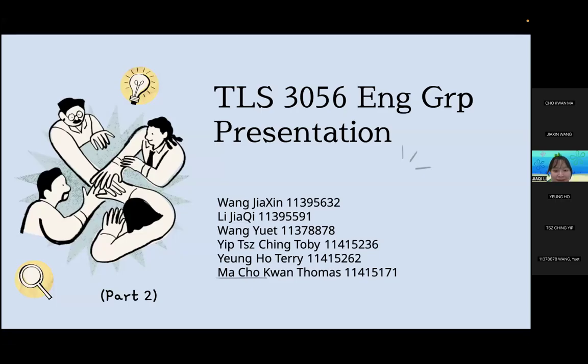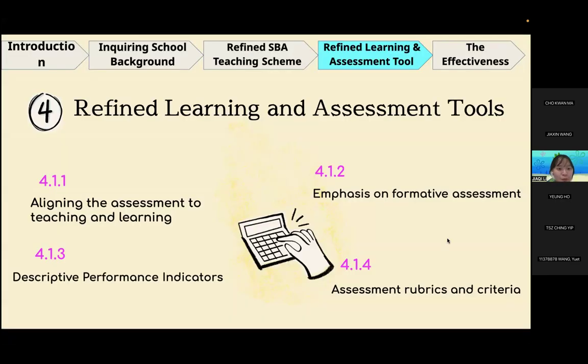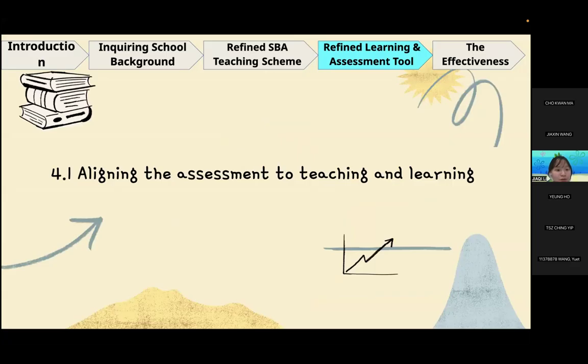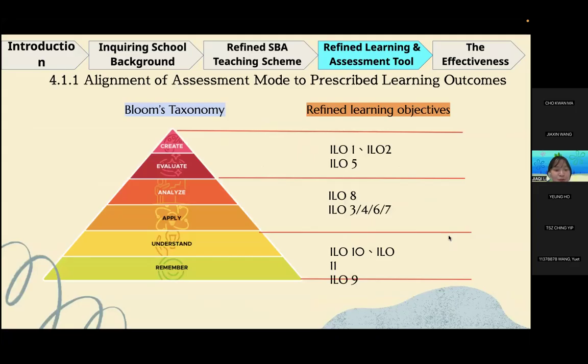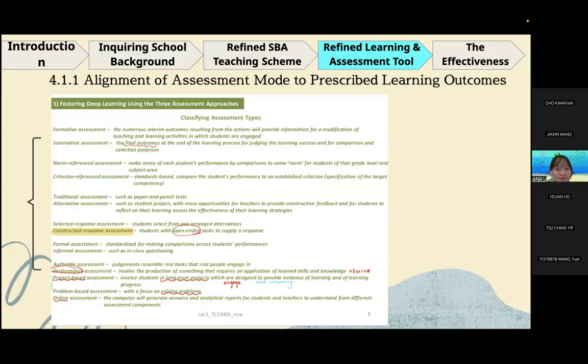Okay, welcome back. So now we come to section 4. We're going to talk about our refined learning and assessment tools. First of all, we're going to align our assessment with the learning and teaching. Based on Bloom's taxonomy, we are going to categorize our refined learning objectives into 3 parts: evaluation, application, and understanding.